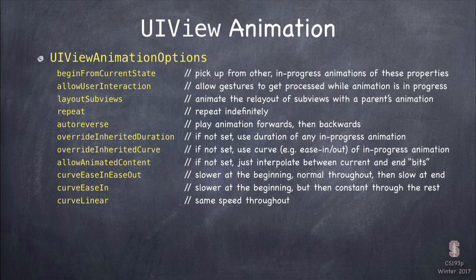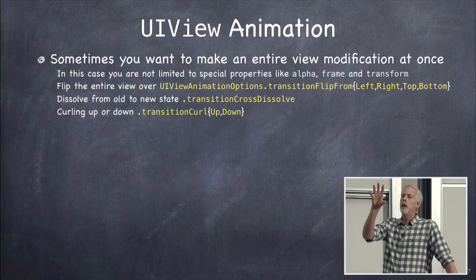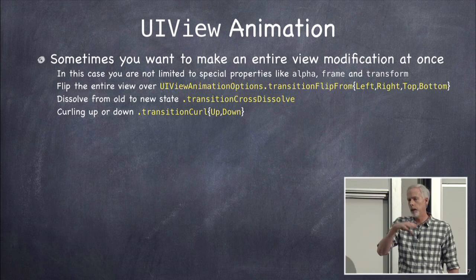Okay? So you can look through the documentation for all these options. I think there's 25 of them, so there's a lot of cool things you can do there, and we'll talk about some more of them with some of these other UIView animations. All right, so that's the UIView animation where you're animating one of these 5 special vars.